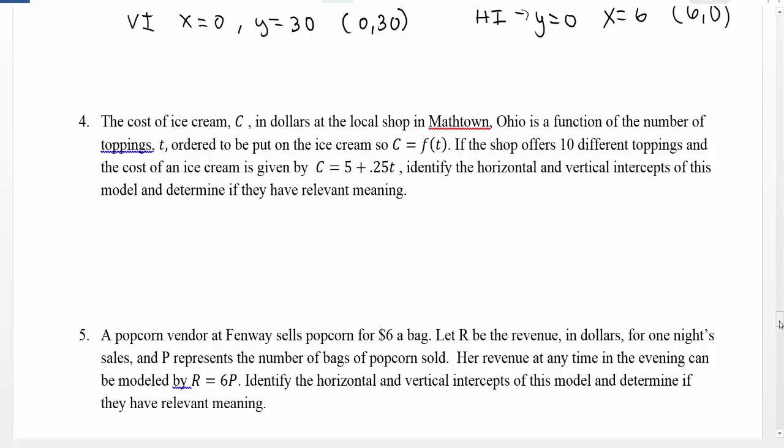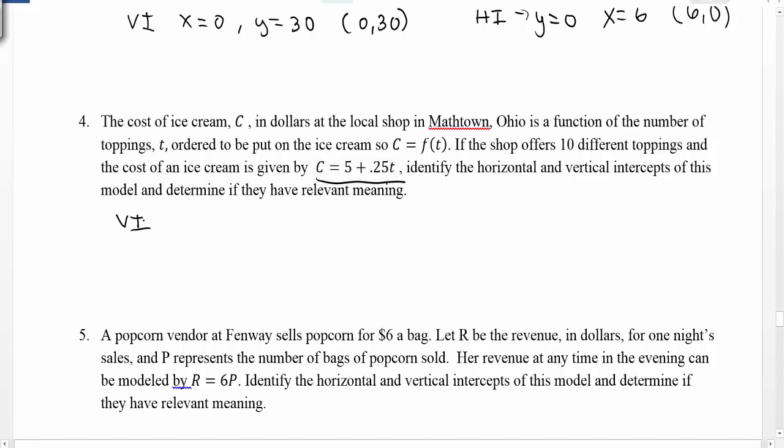That last part's important because now we do have a function that models what's happening. And the function itself may have intercepts that don't make sense in this case. So we can solve for them, but then we need to make sure that they actually make sense. So let's start with the vertical intercept.